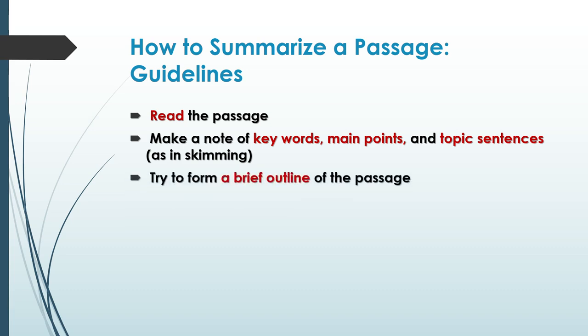Naturally, the third step is to try to form a brief outline of the passage. Whatever you note down, you are actually preparing an outline, because an outline is basically the summary of the entire reading text. And now you keep that original text aside and focus on this outline.